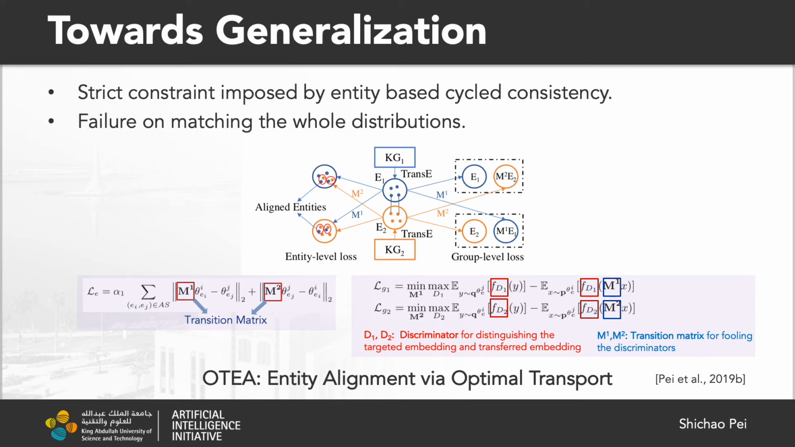Due to the high computational complexity, we solve the optimal transport problem by optimizing a Wasserstein generative adversarial network. We first optimize the entity-level loss using the loss function on the left-hand side. Then we optimize the WGAN using the loss function on the right-hand side.